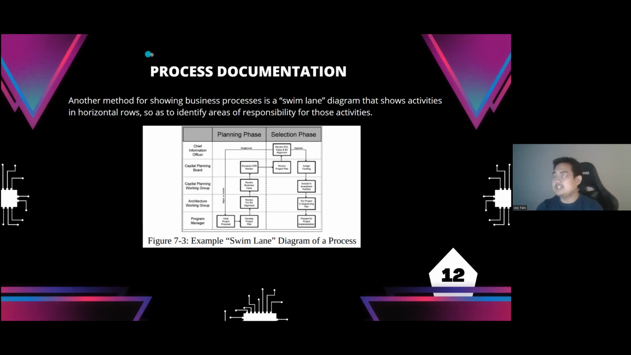As you can see in this sample, the horizontal rows stand for the areas of responsibility, or who should be responsible for each part of the process. So here we have the CIO, the board, the planning group, the architecture working group, and the program manager. Each of these areas is assigned some tasks, and these tasks are pretty much like a workflow. Obviously the first step is this one, then go to this one and go to the other phase, going back, and if disapproved, going back to the first phase. So it's like a workflow, but each piece of work is assigned or aligned with a specific area.